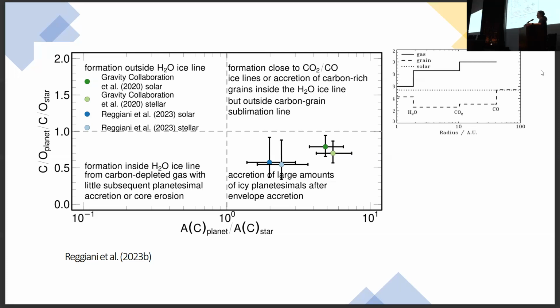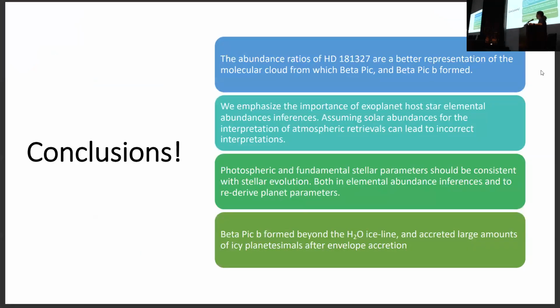And in particular, the most important part is that after it was formed, its envelope accreted extremely large amounts of icy planetesimals. And I just want to point out that it should be on the order of 200 to 300 Earth masses of planetesimals being accreted after formation of the planet. And I will finish with that and leave you with my conclusions. Thank you.